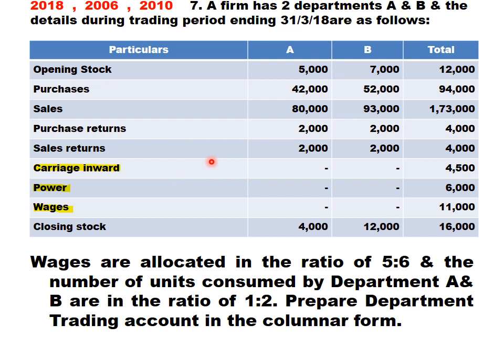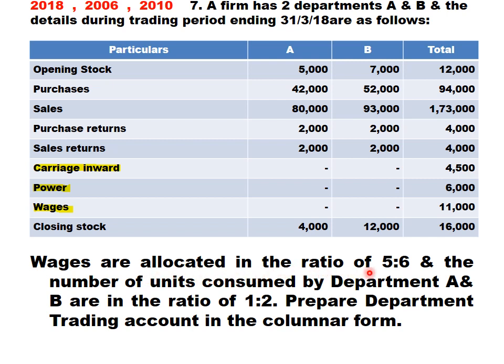Okay, this is the second question of today's class, students. The serial number is 7. This question has appeared for 3 years, 2018, 2016 and 2010. A firm has 2 departments, A and B. And the details during the trading period ending 31st March 2018 are as follows. Opening stock, purchases, sales, purchase return, sales return, carriage inward, power, wages, and closing stock.